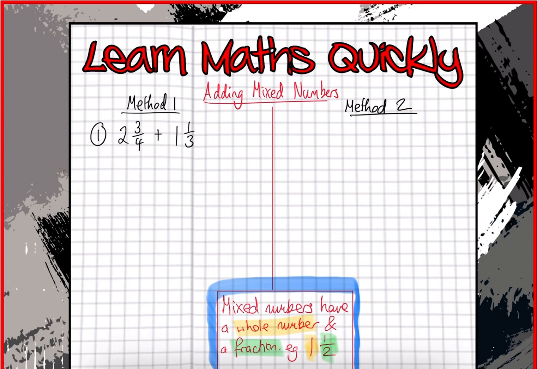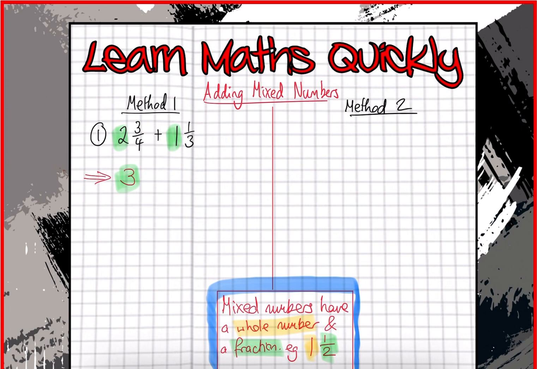So if you look at the left-hand side where I've written question 1 under method 1, our whole numbers are the 2 and the 1, and then we've got our fractions, so 3/4 and 1/3. So for this method, lots of people like to add the whole numbers first. So lots of people would take the 2 and the 1 and add those up first. So 2 add 1 makes your 3.